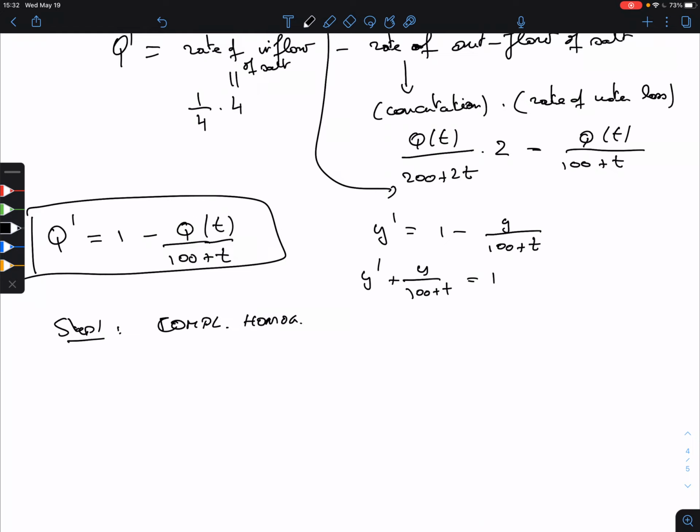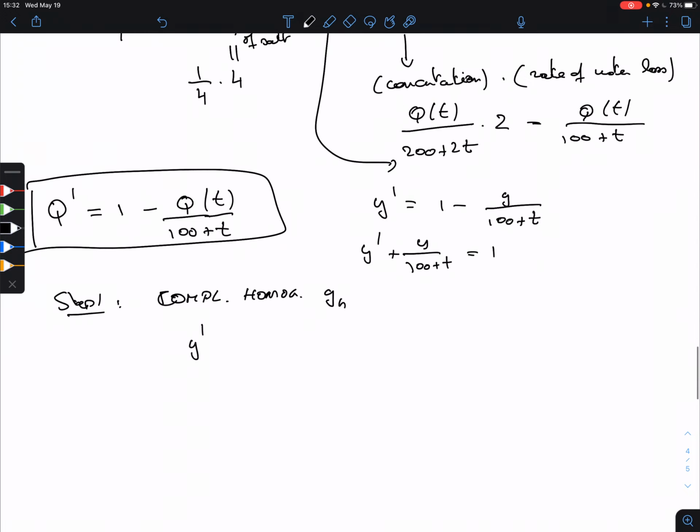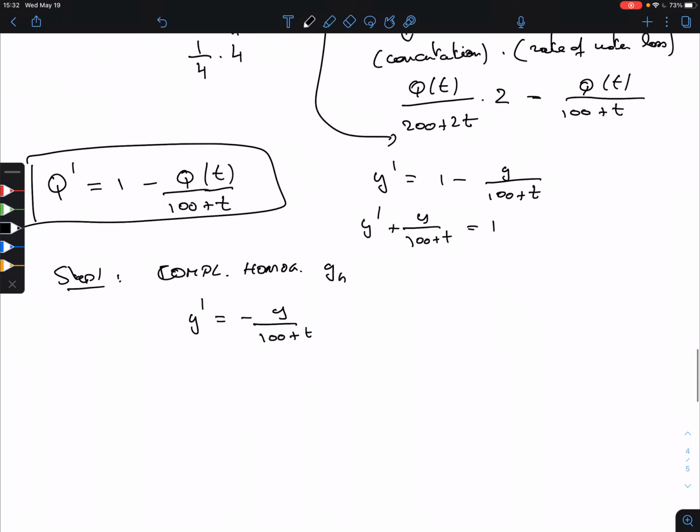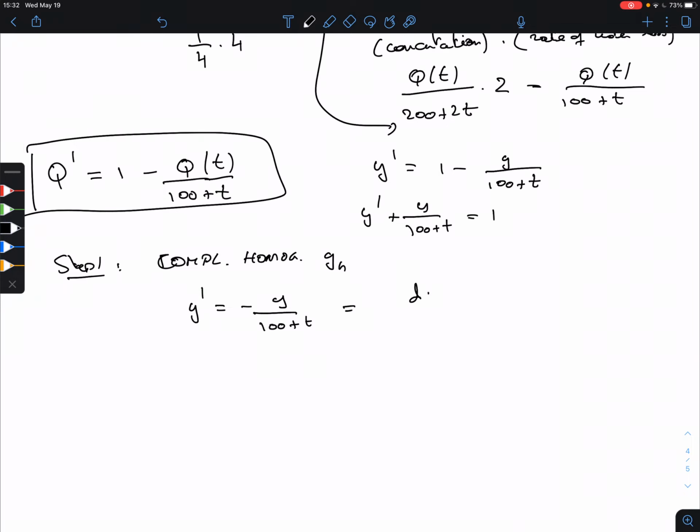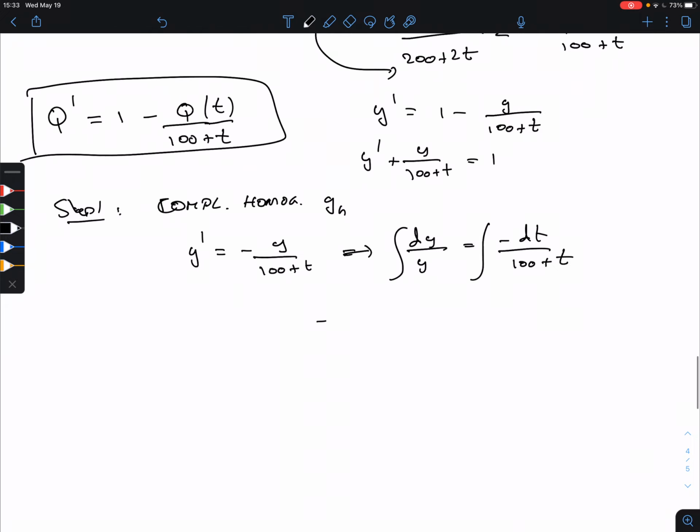So step one is the homogeneous part, the complementary homogeneous equation. We want the general solution for this. So we have y prime equals minus y over 100 plus t. There's separation of variables, right? That is dy over y equals minus dt over 100 plus t. Did you follow what I did? Okay. So integrating, this is ln of y equals minus ln of 100 plus t plus a constant. We need a general solution eventually.